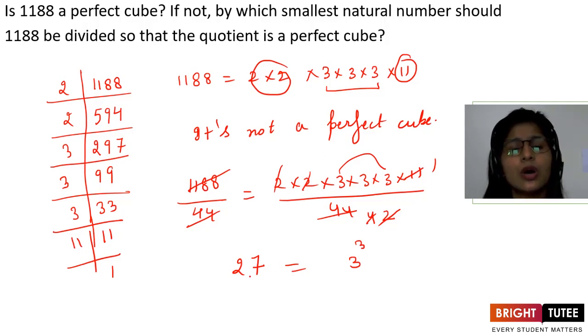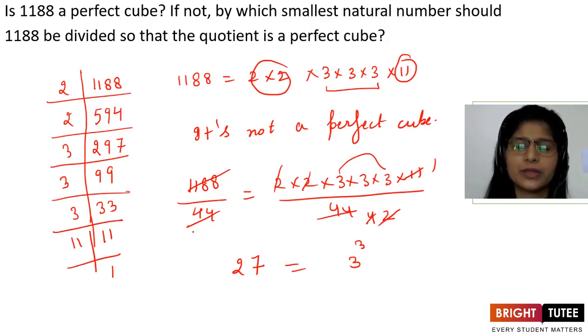So what is this number? 1188. We did the prime factorization and reached the conclusion that it is not a perfect cube. Then we saw which numbers are not coming into the triplet, that is 2 into 2 into 11, that's 44. So we divided this number with 44 and got a number that's a perfect cube. Clear? I hope this is clear, and let's do one more question.